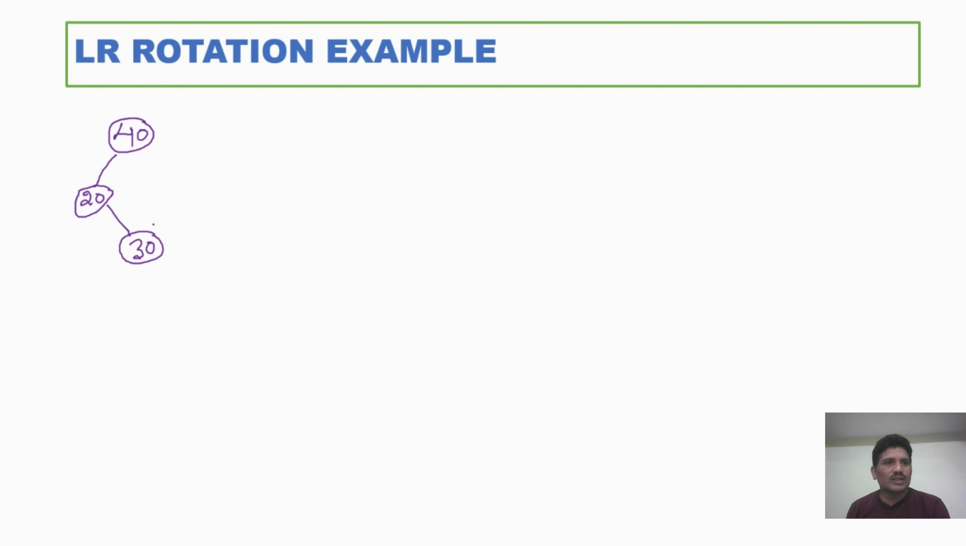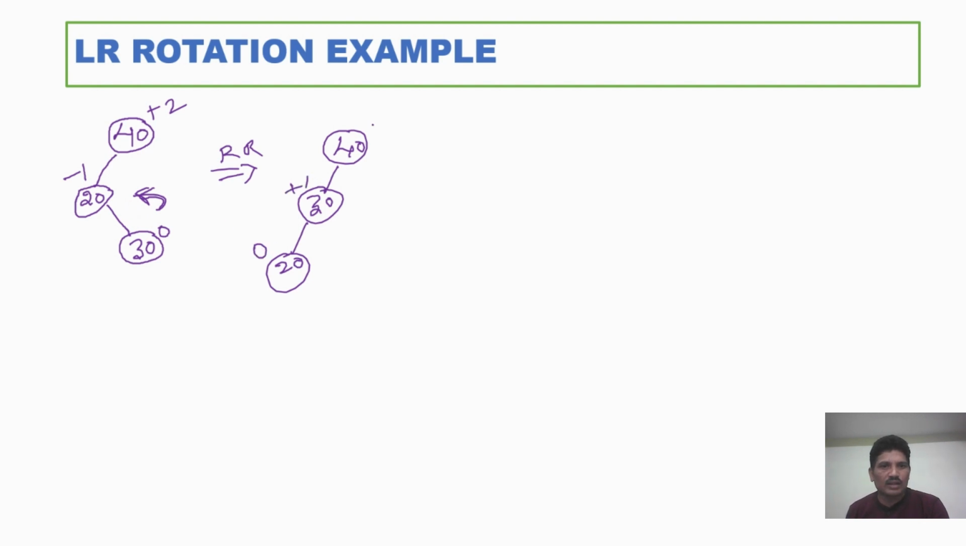Then 40, 20. The balance factor is 0, then the balance factor is minus 1, then the balance factor is plus 2. Then what should we do here? First you should perform the RR rotation. Once you perform the RR rotation over here, what is the resultant tree? Then 40, then 30 comes here, then 20. Here we perform the RR rotation, then 0, then plus 1, then plus 2.